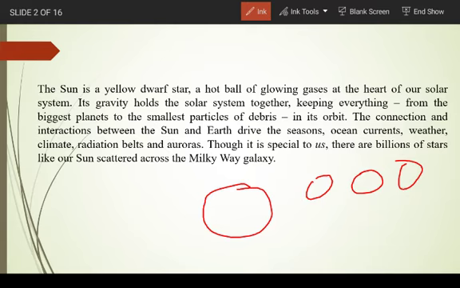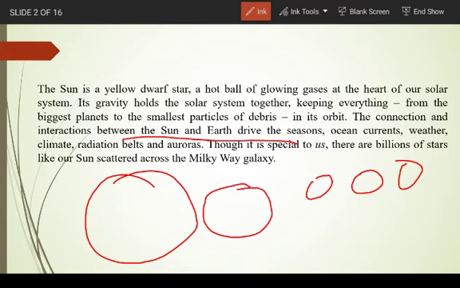And the interaction between the Sun and the Earth creates seasons, ocean currents, weather, climate, radiation belts, and auroras. Now you'll wonder what auroras are. So let's understand what auroras are. There are two types of auroras: Aurora borealis and Aurora australis. Aurora australis is named after the phenomenon which happens in the southern pole of our Earth, and Aurora borealis happens in the north pole of our Earth.